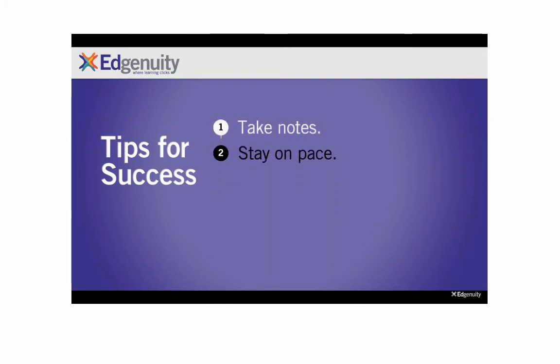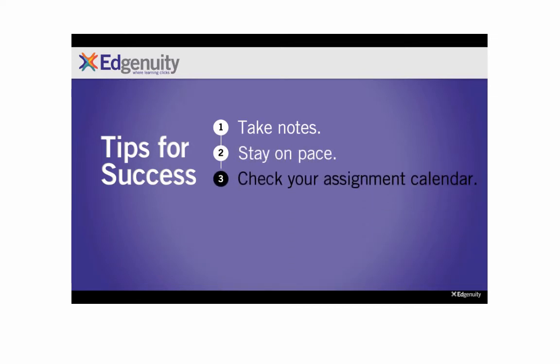Second, stay on pace. Make sure your progress bar is in the blue, or even in the green. If you fall too far behind, it gets hard to catch up later. Check your assignment calendar to see exactly what you need to do each day to stay on track. As long as you complete all your assignments for the day, you'll stay on pace.